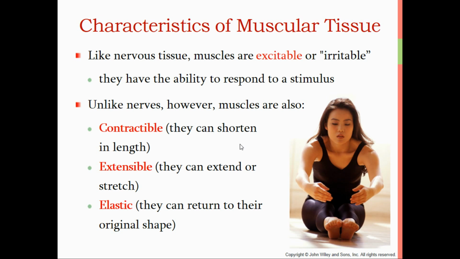They have the ability to extend, or they have extensibility. You can stretch a muscle. And then they also have the elastic property. We've discussed this before in the integumentary system when we talked about elastin in your skin. The ability to stretch is not elastic. That is extensibility.